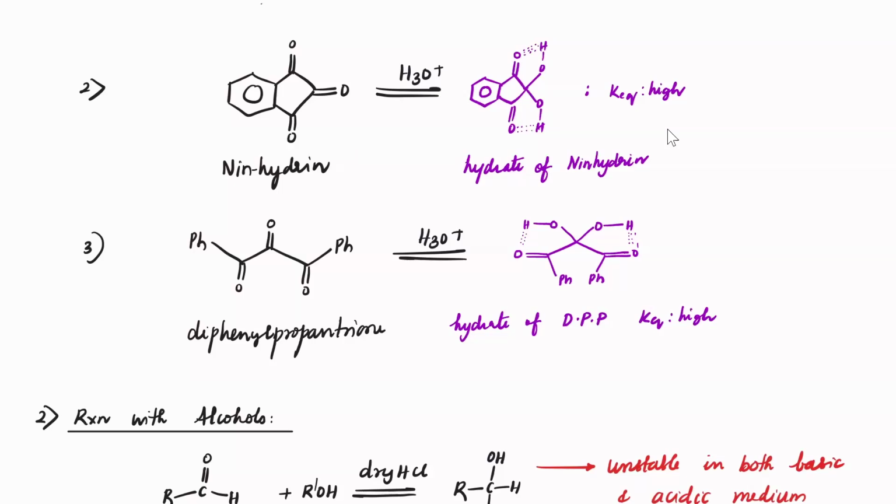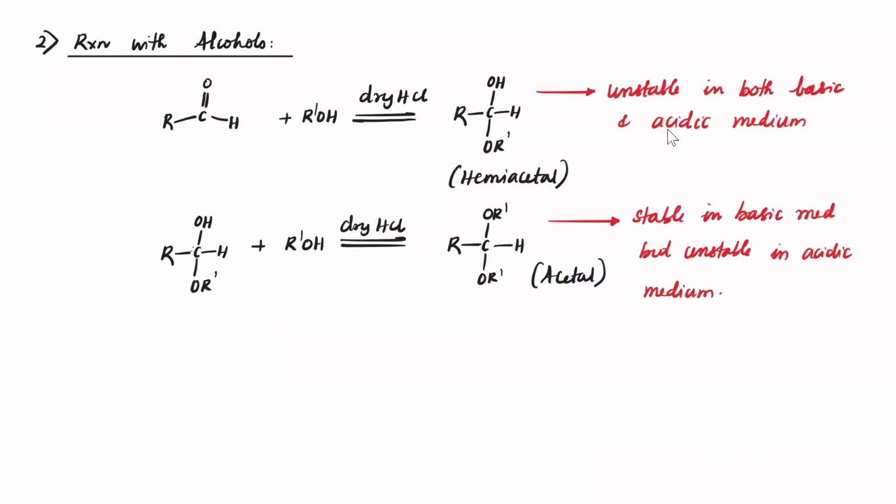Okay. Next. The second one is about reaction with alcohols. Aldehydes, when you react them with alcohols, will only react when the medium is acidic. That too in a dry form. That means it should not have any water content. I could use dry HCl here, and in that case, you will see it will start forming the hemiacetal form first. Hemiacetal is generally unstable in both acidic and basic medium.